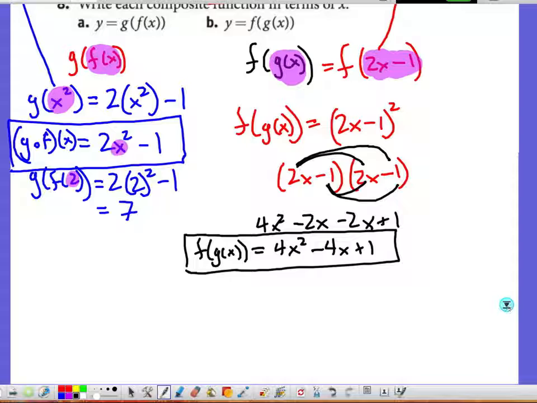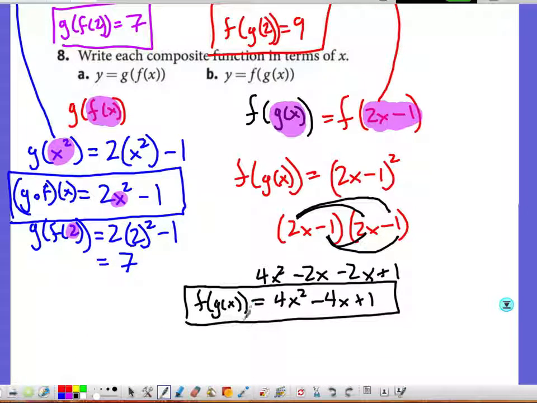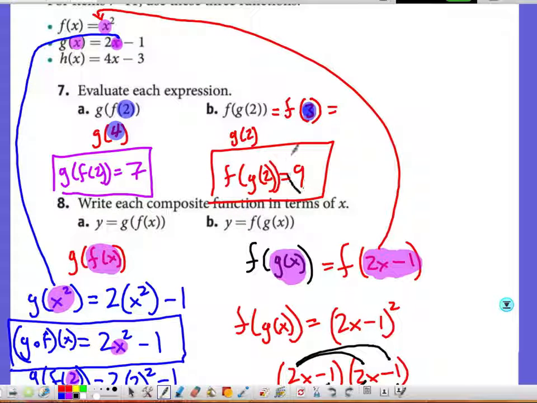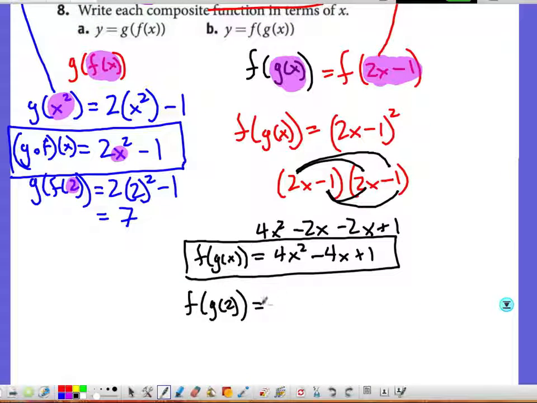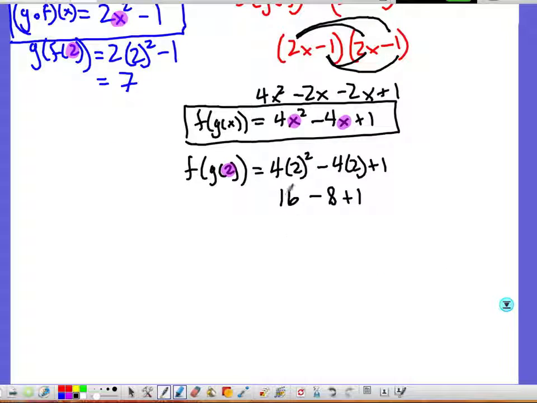Now, when we try to find f of g of 2 using this composite function, is it going to give us the same answer that we got here, which is 9? Well, let's go ahead and find out. So we want to find f of g of 2. Everywhere I have an x, I want to plug in 2. So we have 4 times 2 squared minus 4 times 2 plus 1. 2 squared is 4. 4 times 4 is 16. Minus 4 times 2, which is 8, plus 1. Here we have 16 minus 8, which is equal to 8 plus 1, which is equal to 9.